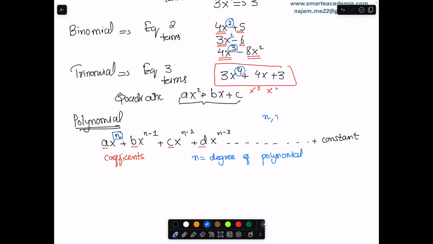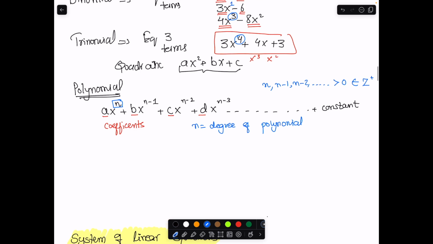And n, or n minus 1, or n minus 2, all these powers should always be greater than or equal to 0, where all these belong to positive integers, basically. It means it cannot be a decimal, it has to be an integer. It cannot be a decimal, it cannot be a negative number, it always has to be a positive integer.